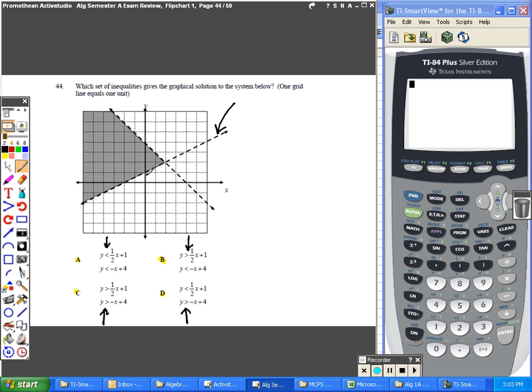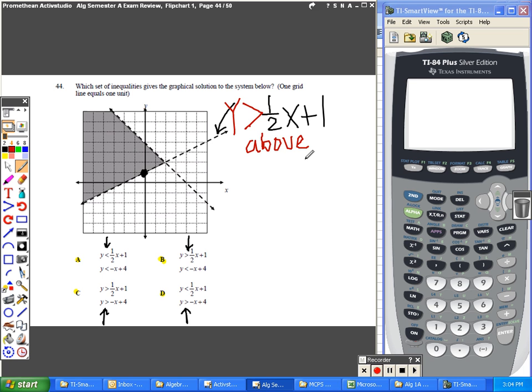This line right here is the line that crosses at 1. So that's got to be this 1/2 x plus 1. What we need to figure out is, is the shading above that, like greater than, or is the shading below that? In my opinion, this shading is definitely above this line. So what I would have you do is make this say greater than, because if y is greater than this line, you would shade above.